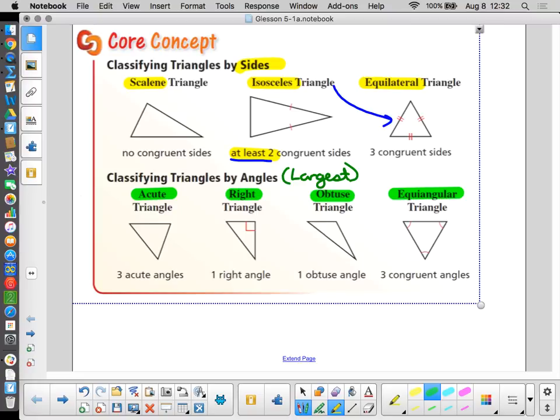well, I can't have obtuse and equilateral. That's not going to work. But I have obtuse isosceles or obtuse scalene. What I can't have is like a right equilateral triangle. That doesn't work. Equilateral and equiangular, we're going to learn in a little bit, but might as well just put it out there right now. These two always go together. So if a triangle is equilateral, it's also equiangular, and vice versa. I can't have a right equilateral triangle or an obtuse equilateral triangle. Equilateral and equiangular go together, they're special.